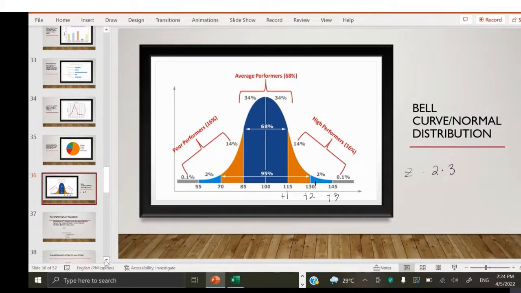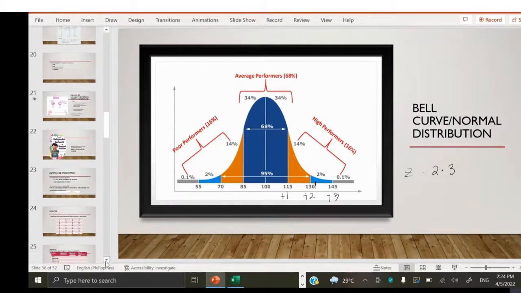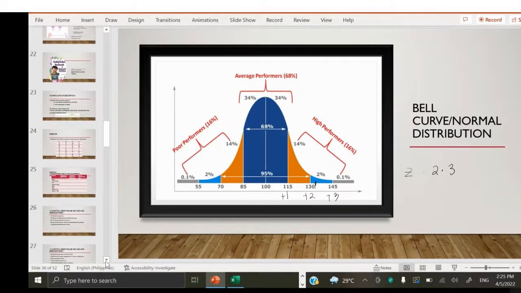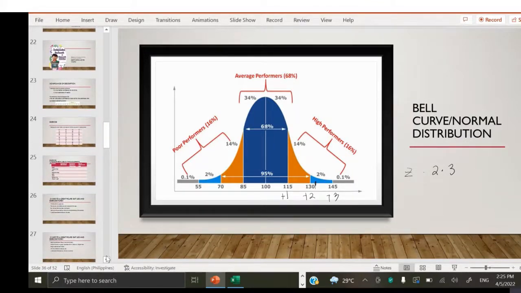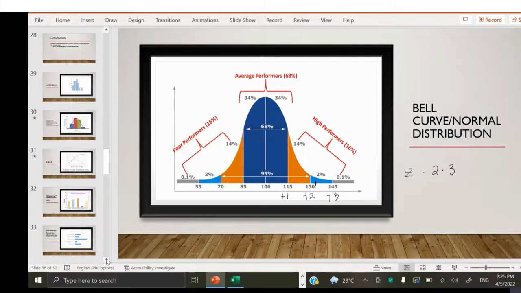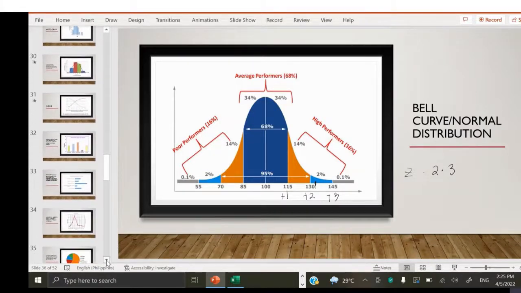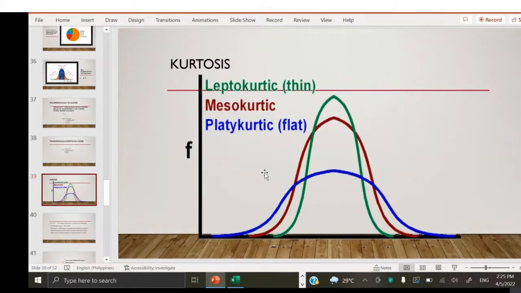Now, not all distributions follow the bell curve. This is very ideal. In actuality, your curve could differ in terms of kurtosis and skewness. Kurtosis refers to the peakedness of your distribution. There are three types of kurtosis: the leptokurtic, the mesokurtic, and the platykurtic.